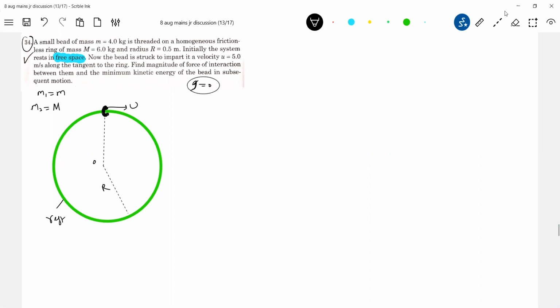Okay, now get into the problem. The center of mass of M2, this M1. How to find the magnitude of force of interaction between them, and the minimum kinetic energy of the bead in subsequent motion? So where will the center of mass of the system be here? Let M2, it's heavier, no? So here I'll take the center of mass of the system.